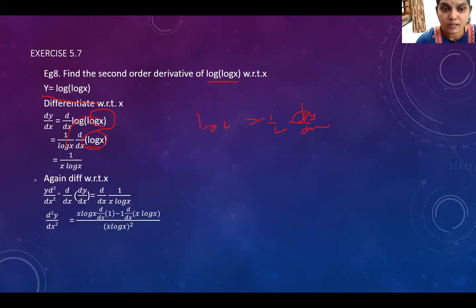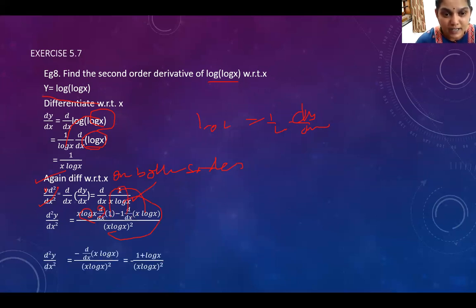I want second order, means again differentiate with respect to x on both the sides. That is very important. Both the sides. D square y upon dx square is d by dx of dy by dx, d by dx of 1 divided by x log x. 1 divided by x log x is there, means you can use the formula for u by v. V square, x log x the whole square. V as it is, denominator as it is, d by dx of numerator, minus numerator as it is, d by dx of denominator.